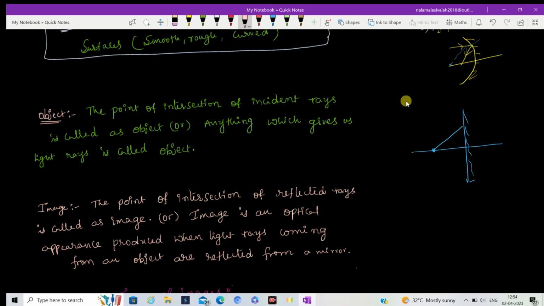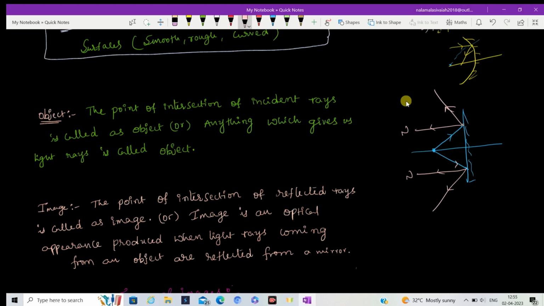So light rays will be incident, and then they will be reflected back. You can take it like this also, and like this also. They will be reflected back like this, and you can take this normal line. Then light is reflected back into the same medium, as in the reflection phenomenon.